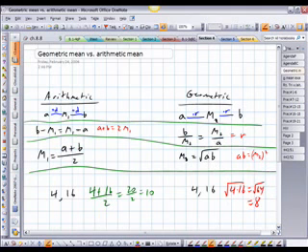And so as you can see, arithmetic mean, to go from 4 to 10, you add 6. To go from 10 to 16, you add 6. So it's the same thing. Geometric mean, to go from 4 to 8, you multiply by 2. To go from 8 to 16, you multiply by 2. So that's the same thing.